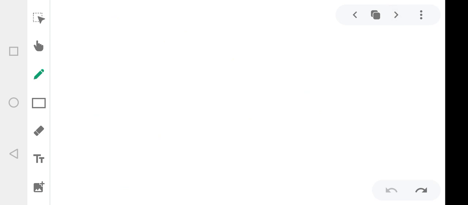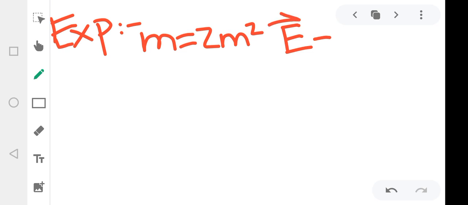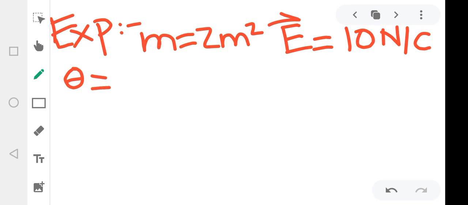Moving forward, I'm going to solve a simple example which will help us understand this concept at a deeper level. Let's say I have a body whose area is equal to 2 meter square, and the electric field lines passing through it have an intensity of 10 Newton per coulomb, and the angle between both of them is 60 degrees. We have to find the electric flux here.